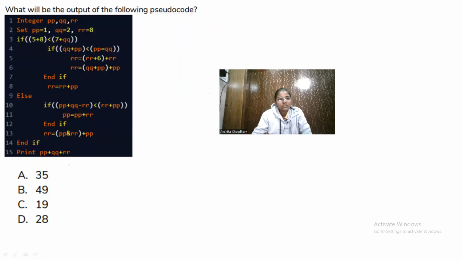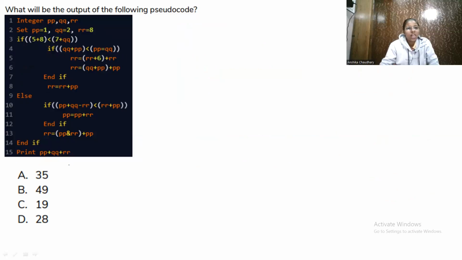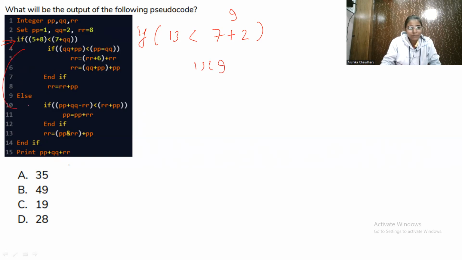All right, so the next question. Integer p, q, r, and there are some values. Now there is a condition: if 5 plus 8, that means 13, is less than 7 plus q, where the q value is 2, so 7 and 2 will be 9. So 13 is less than 9. This condition is false, right? So we will directly come into the else part.